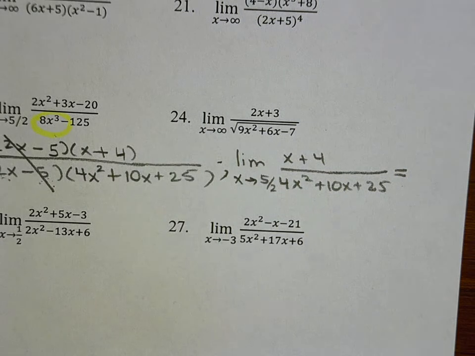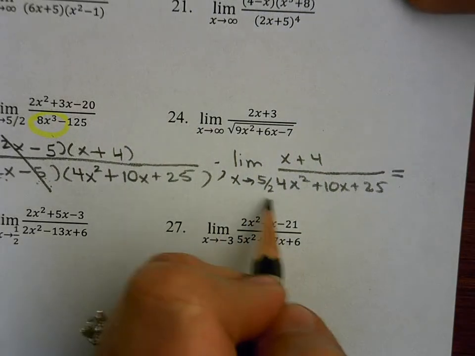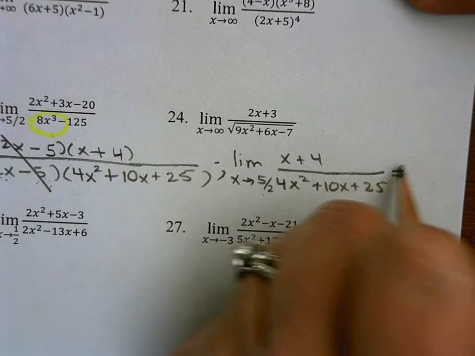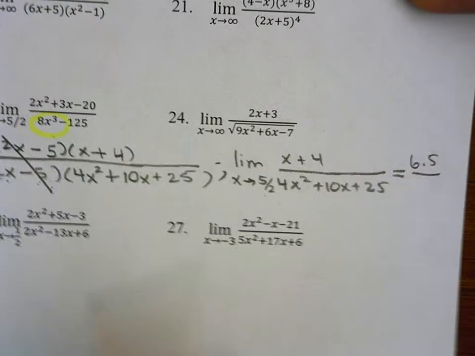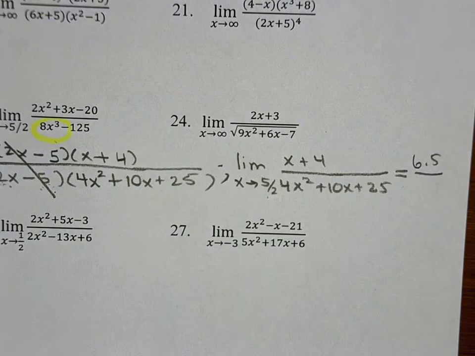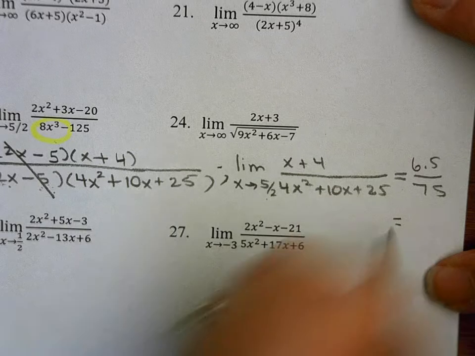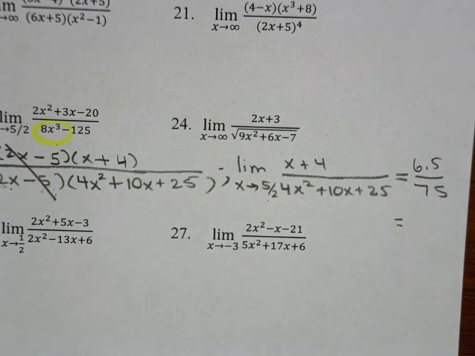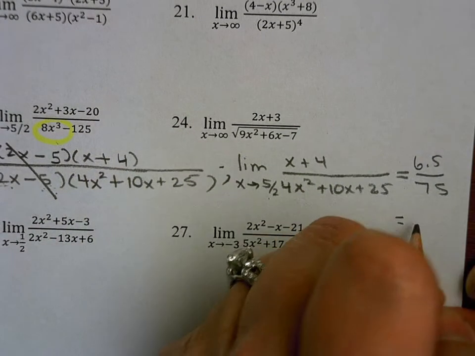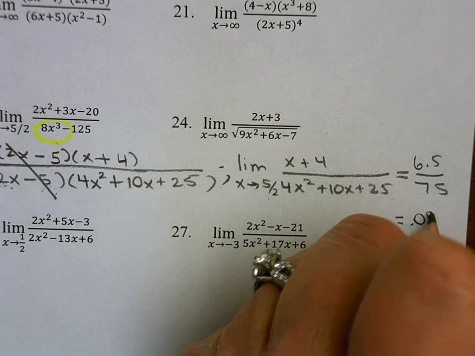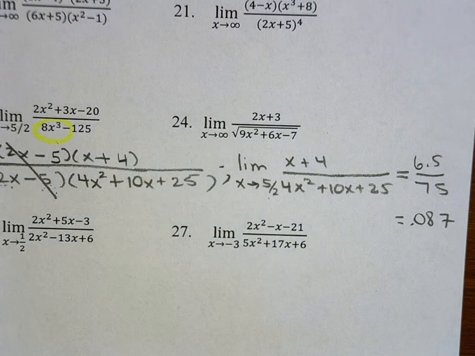So I'm going to use my calculator for the bottom, and I'm going to write that as 2.5. So I know the top will be 6.5, and then I'm going to do 4 times 2.5 squared, and then plus 10 times 2.5 plus 25. So that gives me 75, and then divide that. So I'm getting something around 0.087. So something around that value.